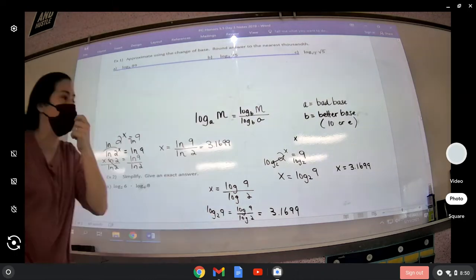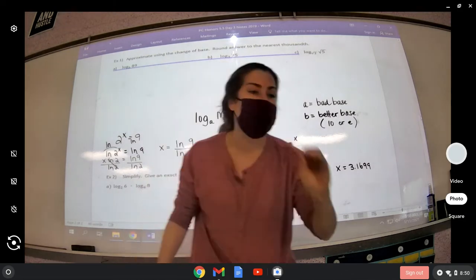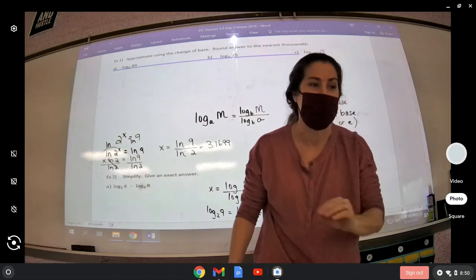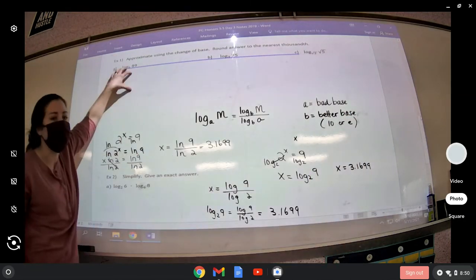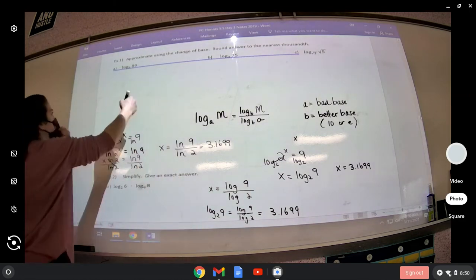Round your answer to the nearest thousandth. Guys, I know log base 5 of 89. You can plug that into your calculator right now and get the answer because you have a graphing calculator. Let's pretend you didn't. Let's say you had to rewrite this with a better base, a base 10 or a base E. So guys, what would it become?